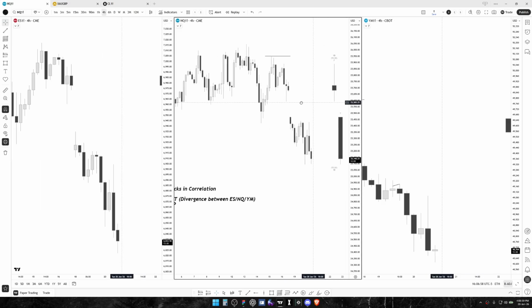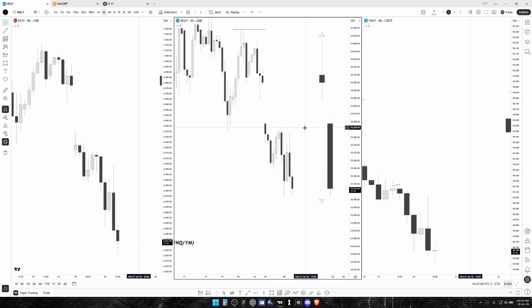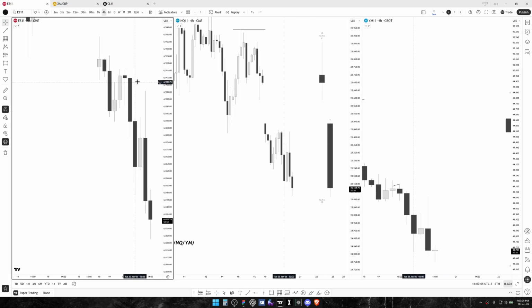So let's look at the 4-hour here, right? There was an instance today of a PSP. So you see this swing point right here?